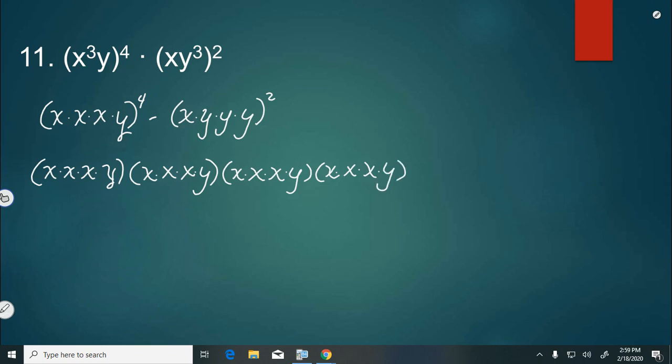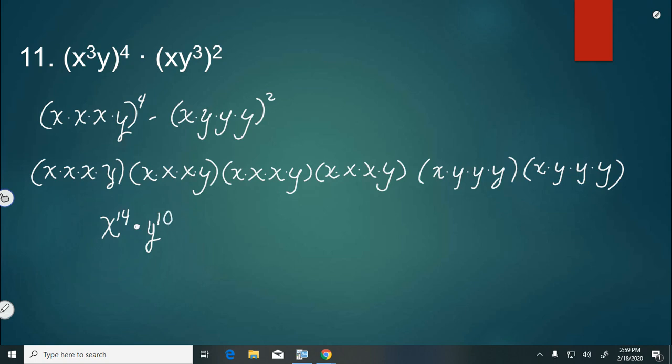So there's my x to the third times y to the fourth. Now I need my xy cubed all squared. And there it is. So now all my x's get grouped together, all my y's get grouped together. I've got 3, 6, 9, 12, and then 2 more x's makes x to the 14th times 2, 4 y's, and then the 6 y's on the end makes y to the 10th. So hopefully you see how I came up with that, and you're processing an easier way to do that.